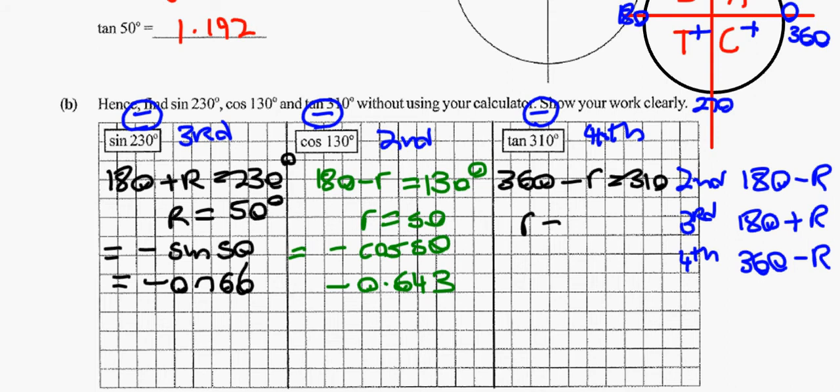Finally, tan 310 degrees is 360 minus r is 310. R therefore must be 50 degrees. Therefore, tan 310 must equal tan 50. But because it's in the fourth quadrant, it's minus tan 50, which is minus 1.192. Okay, so that's minus 1.192.